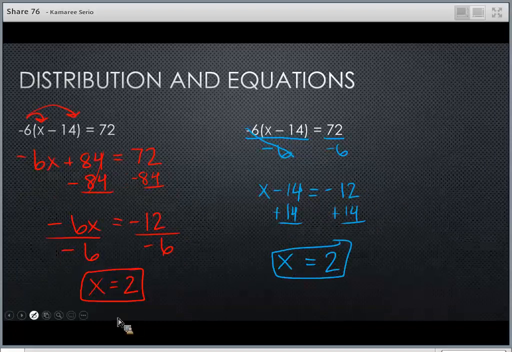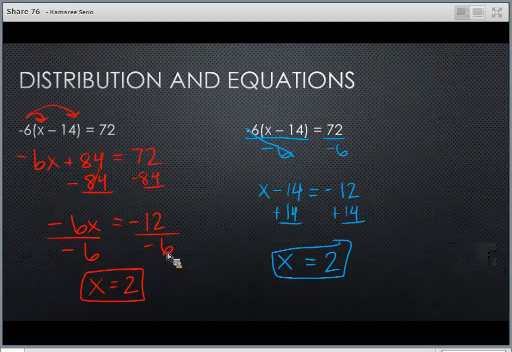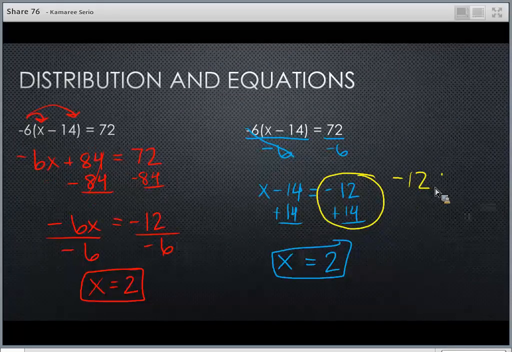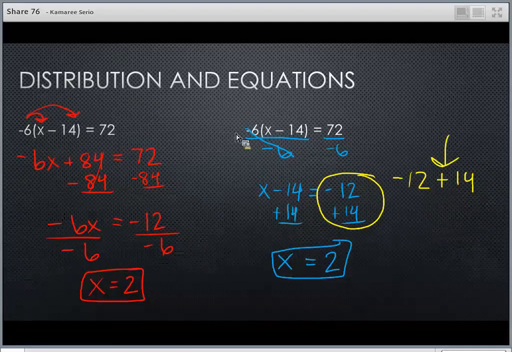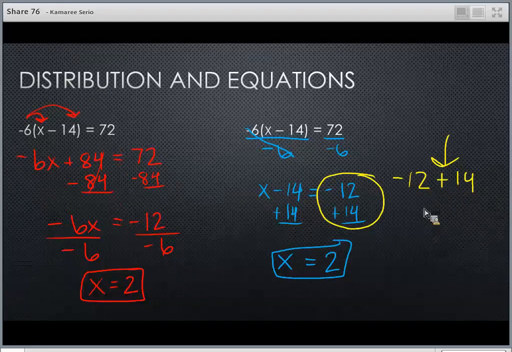Now, again, right here, with this minus 12 and 14, this is where I will get a lot of different answers because we don't 100% understand our adding with integer rules. So again, double check this by typing it into a calculator.